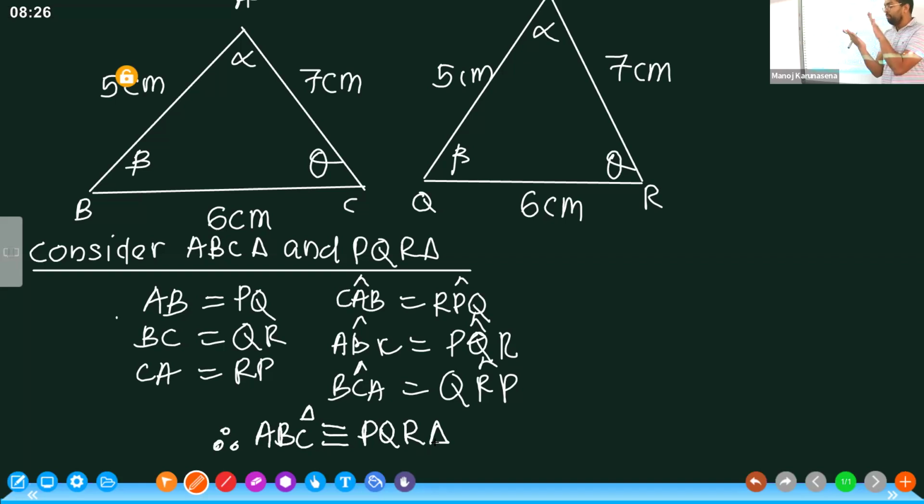Therefore, if you cut the two triangles and put one on top of the other, they should coincide with one another. Clear enough? Yes? Can you please write this?